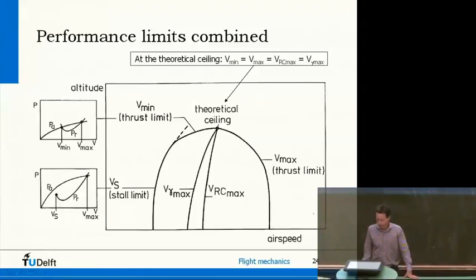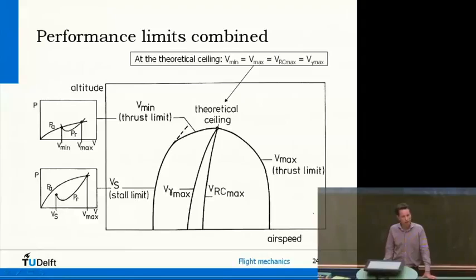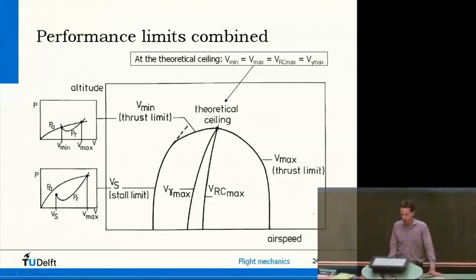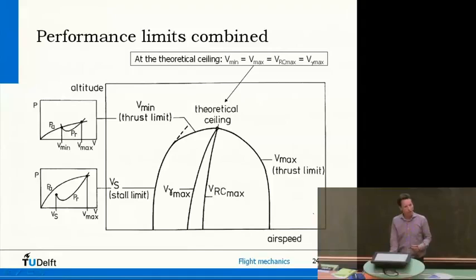What I can do now is combine everything I know as a function of altitude. If I combine all these limits I've discussed and plot altitude versus airspeed, then on the left-hand side I have this stall limit. And at some point it was limited by the power of the engine. Now you can also draw the maximum speed, which depends on what the engine can do. And these 2 points intersect at some point.